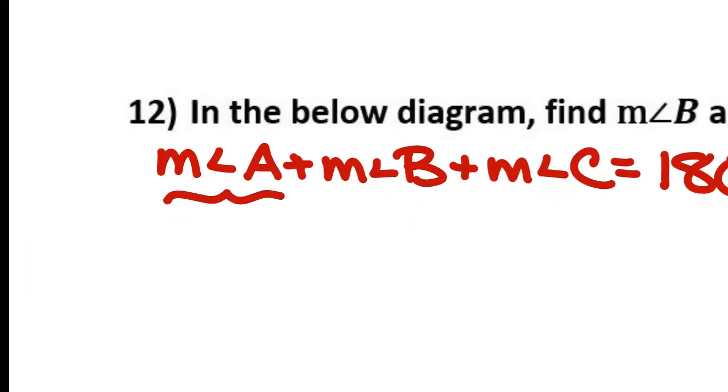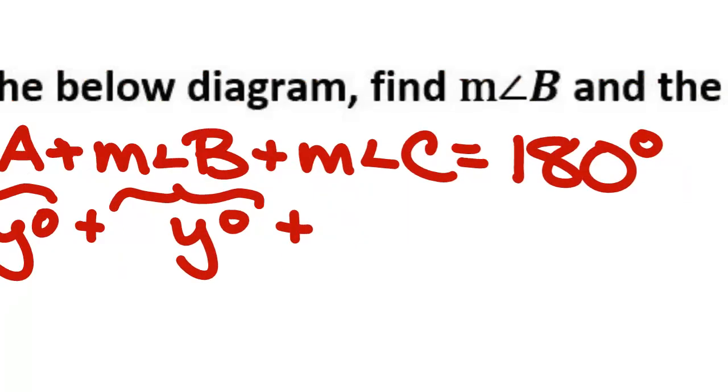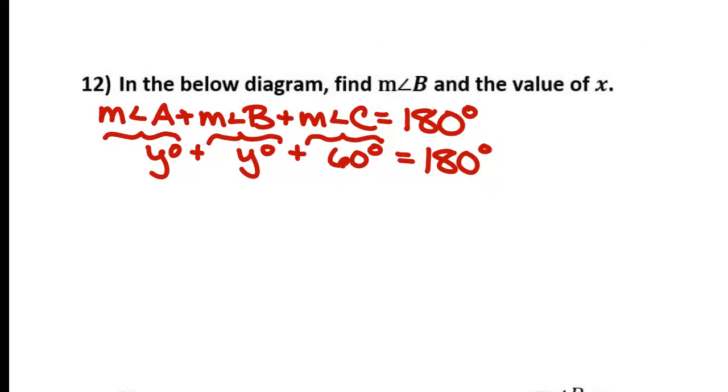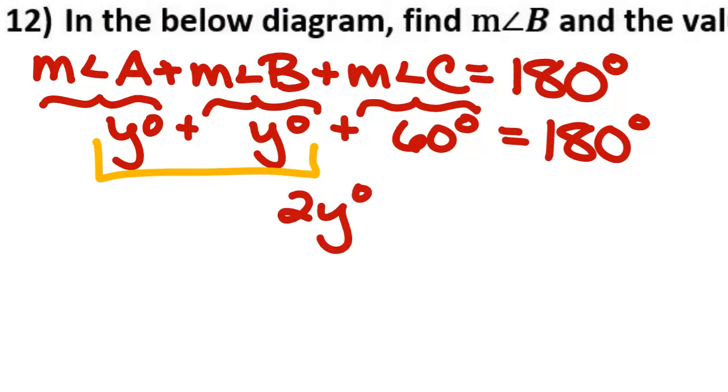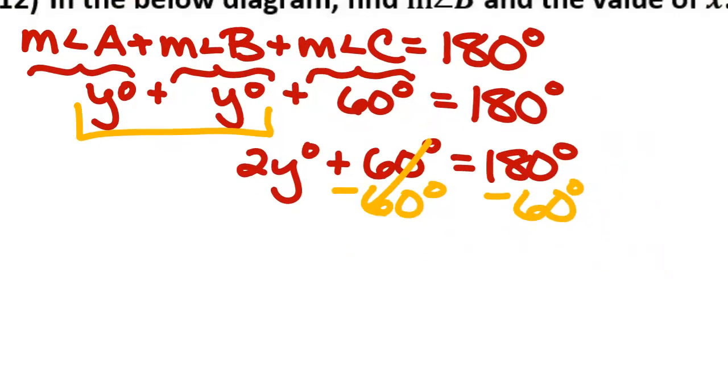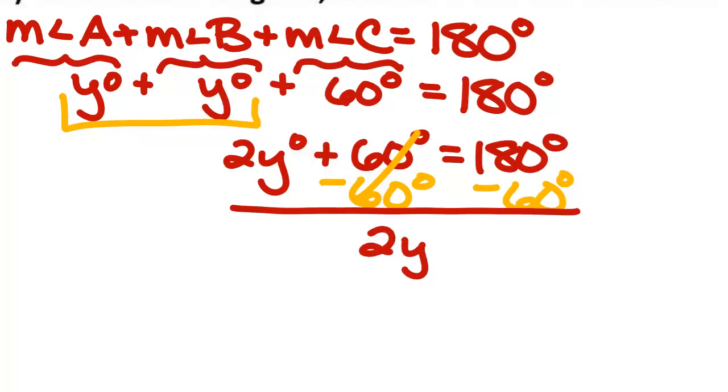So A, we called y. B, we also called y. And C, we were told in the picture, was 60 degrees. So y plus y plus 60 equals 180. I'm going to put the y's together. So that gives me 2y plus 60 equals 180. Yep, 2y equals 120 when we subtract 60 from both sides. And if 2y equals 120, how big is y? 60.